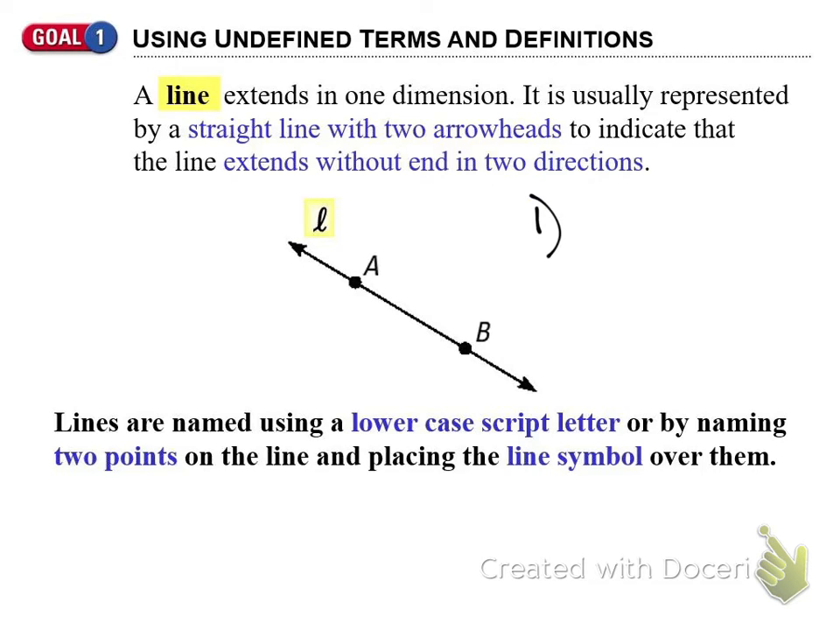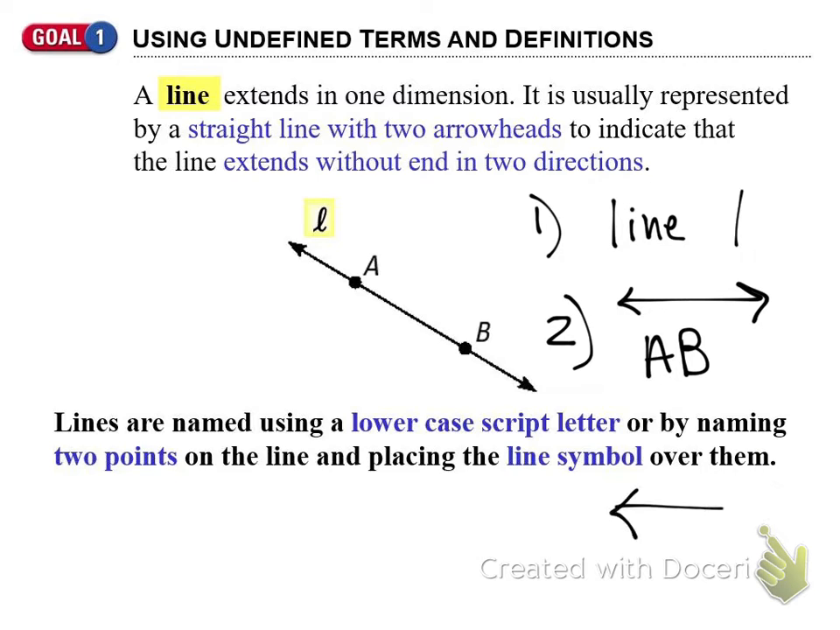So option 1, you can say line L. You can do cursive like it is, or you could do lowercase. You just can't do uppercase. Or you can use notation that looks like this, and you would use 2 points that are on the line. So name 2 points on this line: A, B. You can do it in reverse and say BA. It doesn't matter. So AB, BA. Even if it had more points, let's say it had C here, you still have to name it with 2 letters.